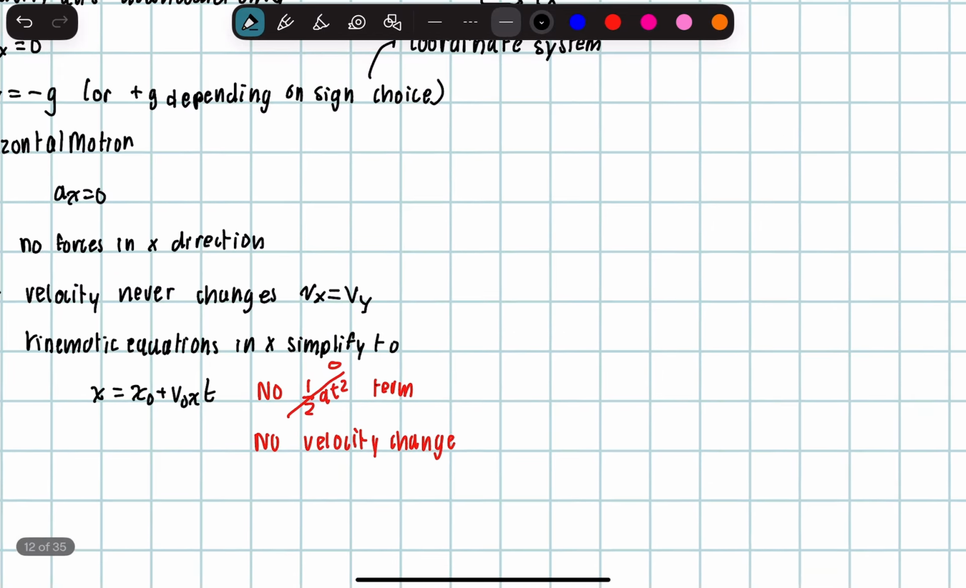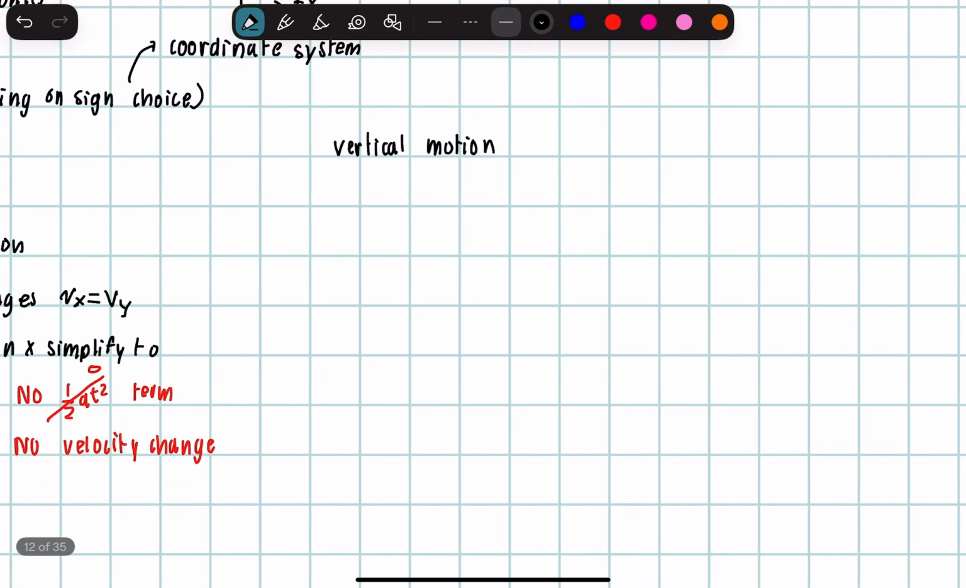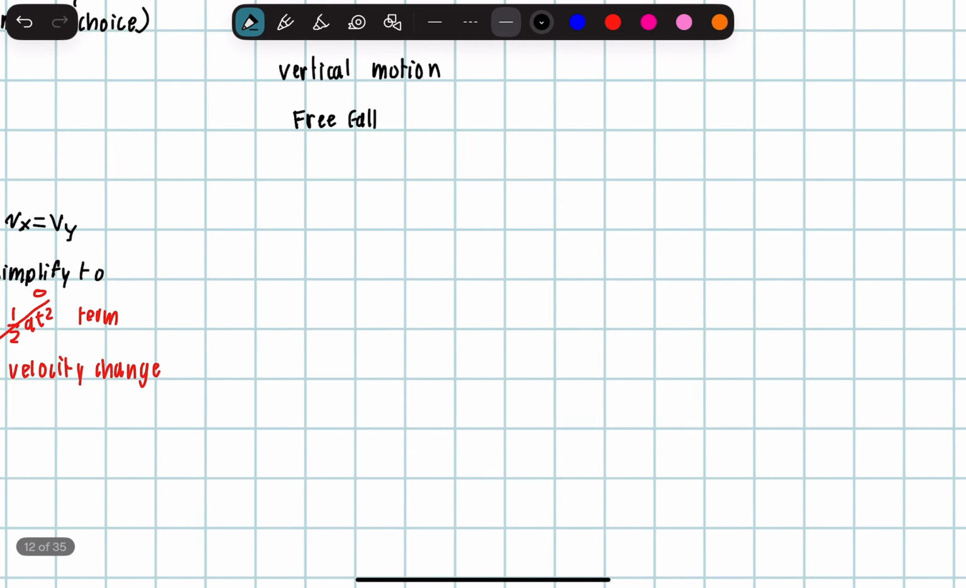Now, on the other hand, in vertical motion, in the y direction, we have free fall, which means we only have gravity acting in this direction. So our acceleration a_y is going to equal negative g, the gravitational constant near Earth. So that is negative 9.8 meters per second squared.